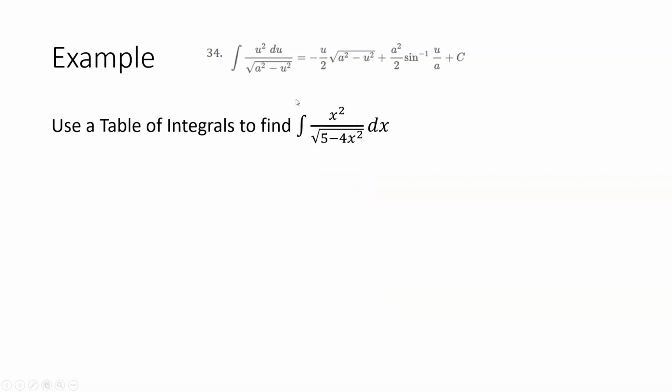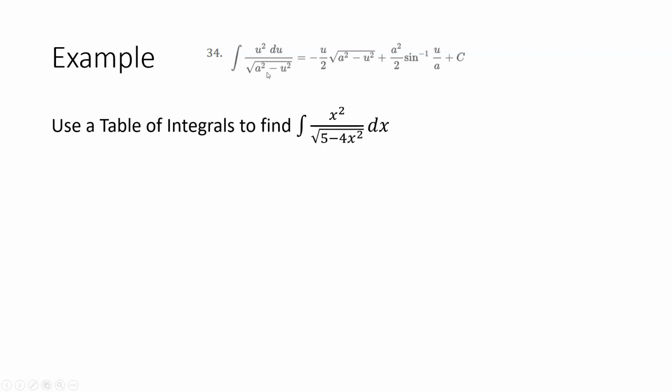In this example, we want to use the table of integrals to find the integral of x squared over the square root of 5 minus 4x squared. If I recognize the form, it matches the form of number 34 from our table of integrals, which looks like u squared over the square root of a squared minus u squared, right? Because we have x squared over the square root of 5 minus 4x squared.